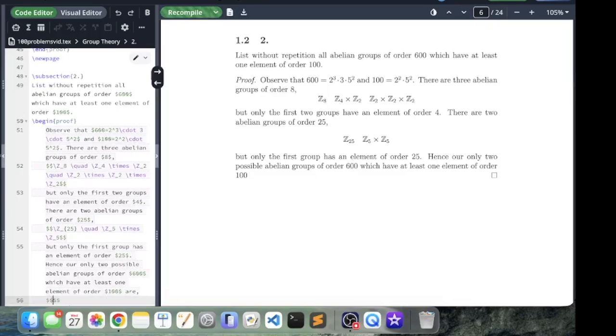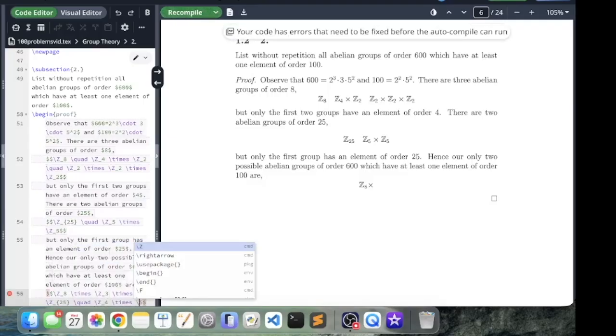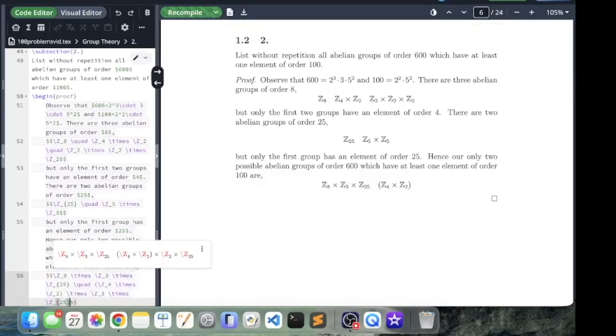are... Alright, so we have Z8 cross Z3 cross Z25. And we have Z4 cross Z2, and maybe I'll put that in parentheses, it doesn't really matter, cross Z3 cross Z25.